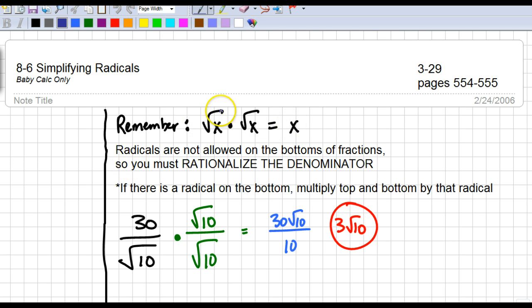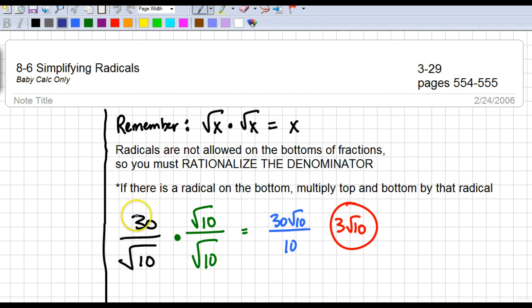Radicals, or that radical symbol, are not allowed in the bottoms of fractions. So you have to do something called rationalizing the denominator. Students do need to recognize that statement as it will be written specifically in questions. So it'll say simplify by rationalizing the denominator. There's two methods for doing it. The first type is the easy type. When there's a radical on the bottom, multiply the top and the bottom by that radical.